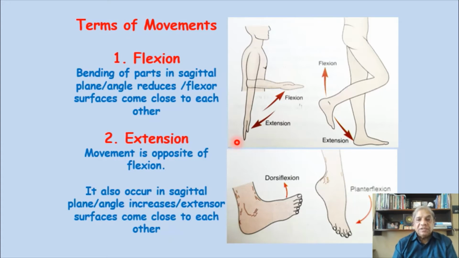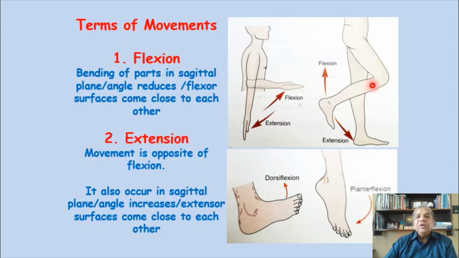The two flexor surfaces are going away from each other. Thus the angle between arm and forearm is increasing, okay, increasing. So this opposite movement is called the extension movement.